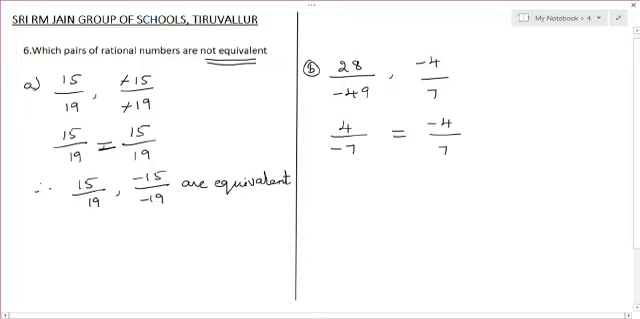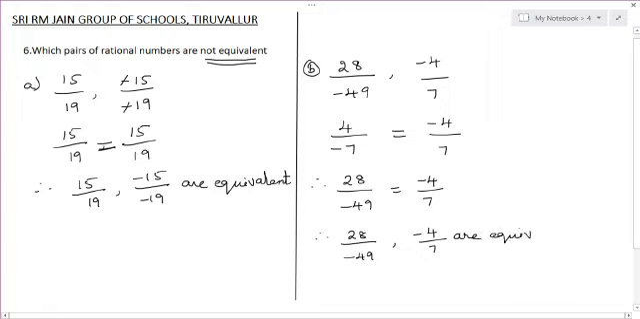Why? Because the rational number has a negative sign. So therefore 28 by minus 49 is equal to minus 4 by 7. Therefore 28 by minus 49 and minus 4 by 7 are equivalent. Let me do C sum, one more sum.